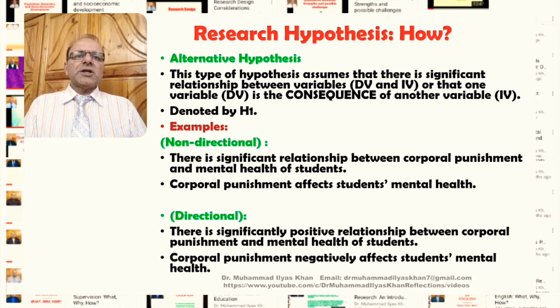And then alternative hypothesis. This type of hypothesis assumes that there is a significant relationship between variables, that is dependent variable and independent variable, or that one variable is the consequence of another variable. So this is denoted by H1. Examples. There are two types of the alternative hypothesis. One is the non-directional hypothesis, where we do not know the direction in which a particular variable affects another variable.